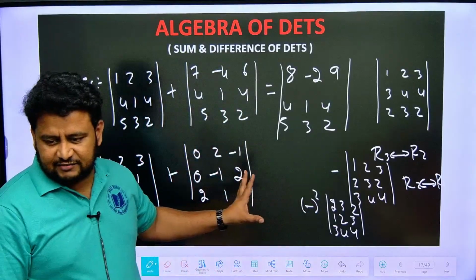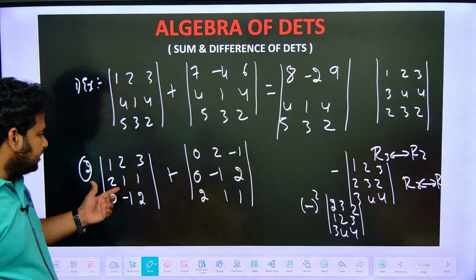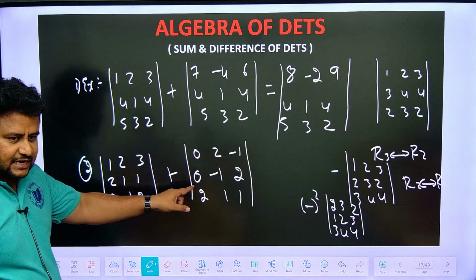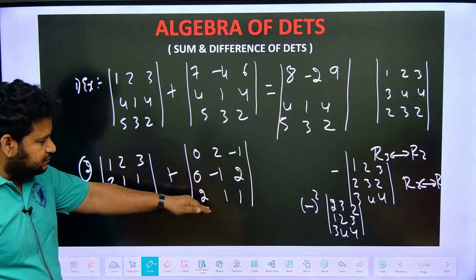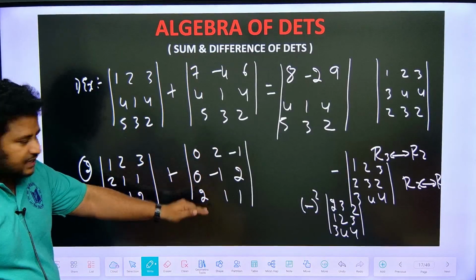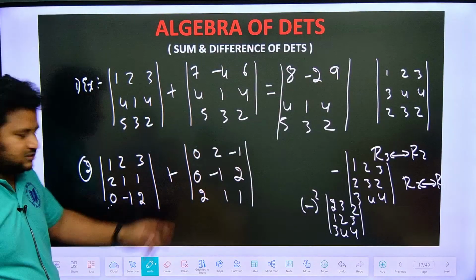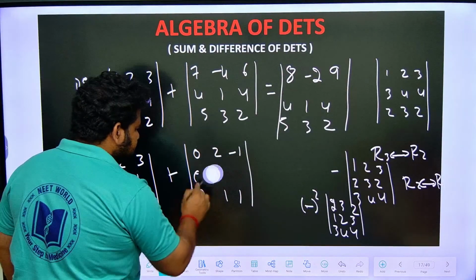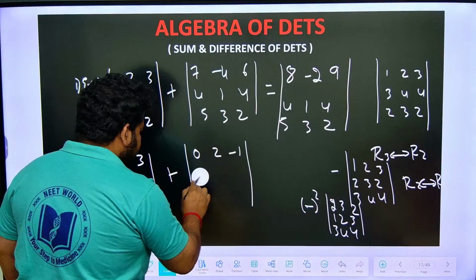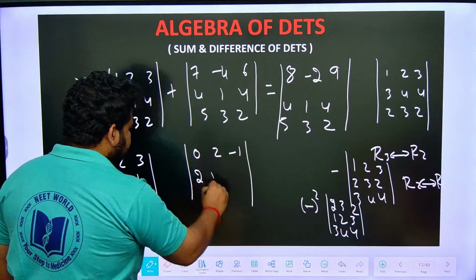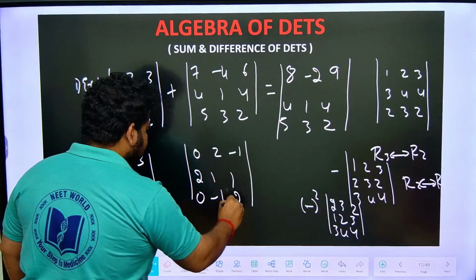Okay, this is the thing we can do. Same thing can we apply here. We have 2, 1, 1, 0, minus 1, 2. So for this I can apply it. What can I do? This one I can send up and this I can bring down. R3 will become R2, R2 will become R3. So this plus will become minus. So this will become 2, 1, 1, 0, minus 1, 2.